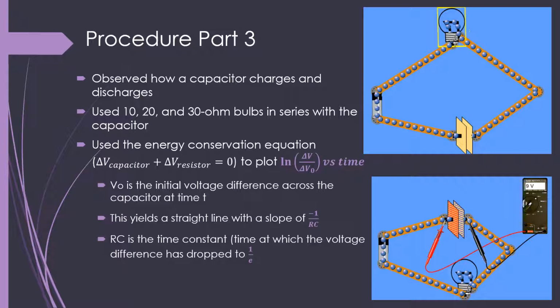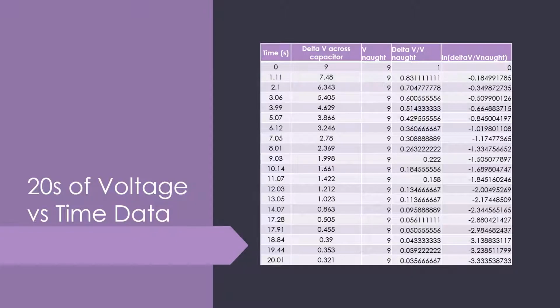We then plotted a ln of delta V over delta V naught versus time graph to calculate the RC constant. This graph shows my times and measured potential differences across the capacitor in the first two columns as it discharged. It also shows how I then divided each potential difference by the original of 9 volts and then took the natural log of this fraction.